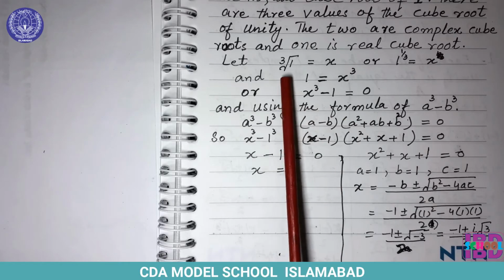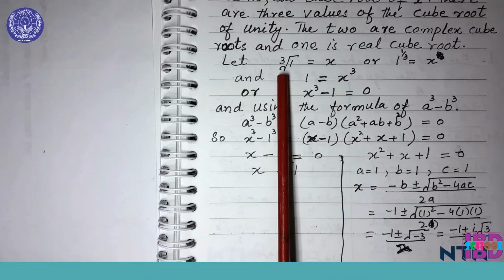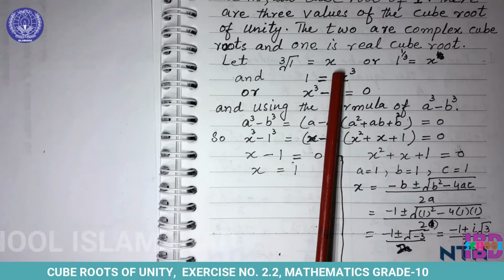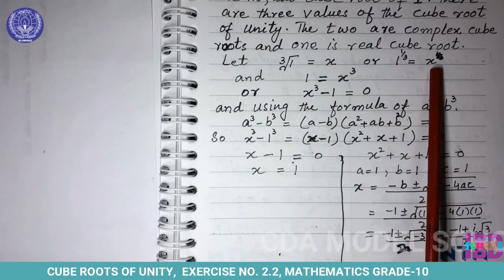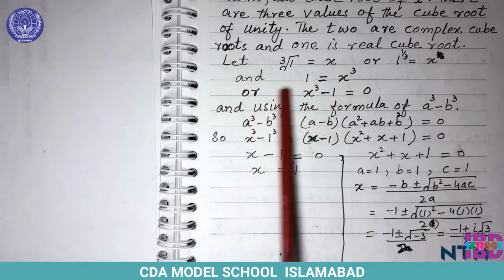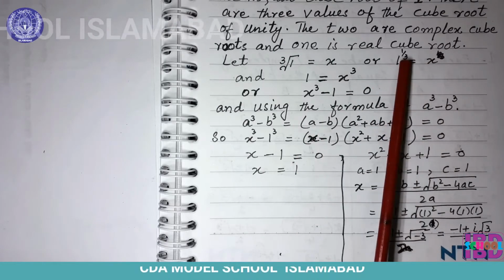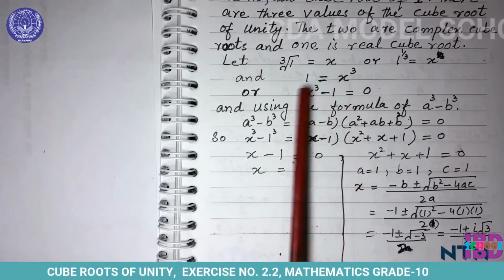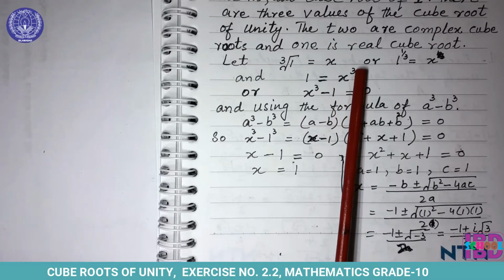Step number 1. Let x be the cube root of unity. That is, 3 under root 1 is equal to x, or 1 raised to the power 1 by 3 is equal to x. Step number 2. You know that cube and cube root are inverse operations to each other. So it can be written as 1 is equal to x power 3.